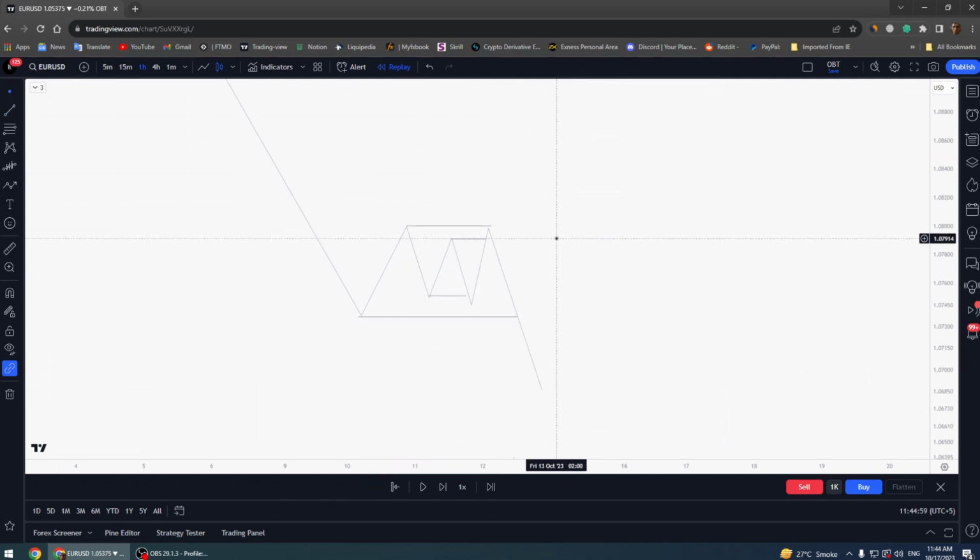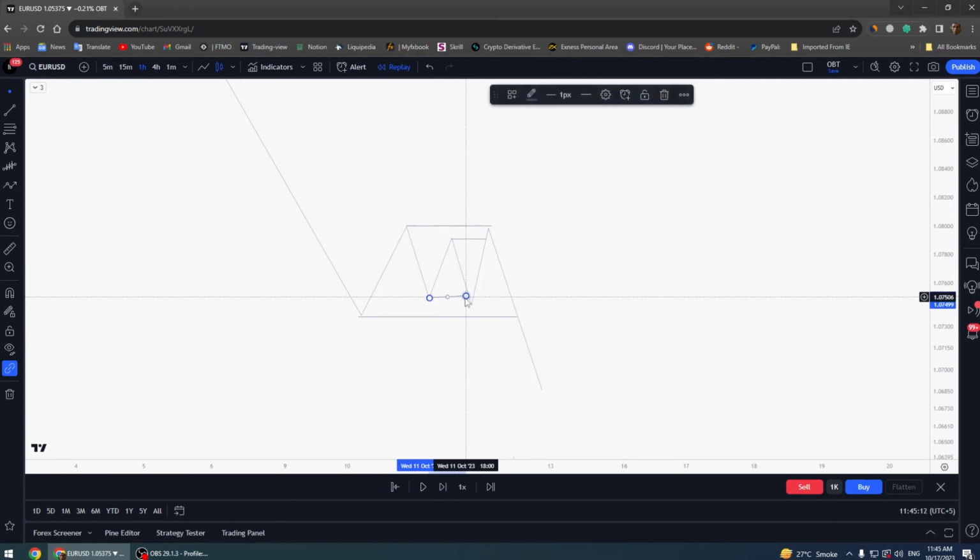So what does that indicate? It indicates that the market is ready to push to the downside and break some mini structures that don't mean anything to us. For us smart money concept traders, it doesn't mean anything until it breaks major structure lows and highs.